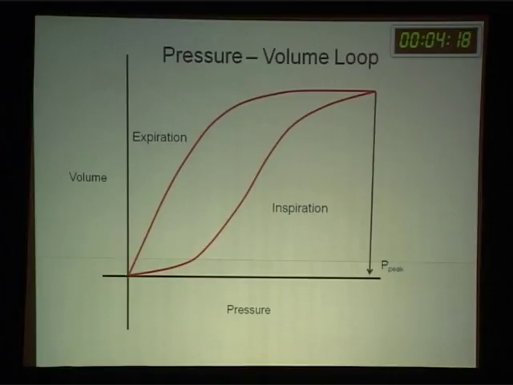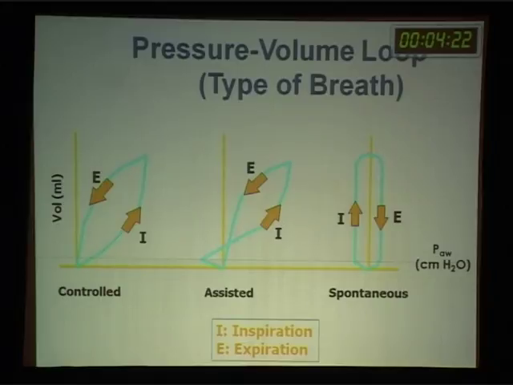That's where the peak airway pressure is. That's where the total volume is. These are loops that you see in control mode of ventilation. In assisted mode, you will see a little twist at the bottom. If it is spontaneous, you will see inspiration starting from the negative and expiration coming in the positive.